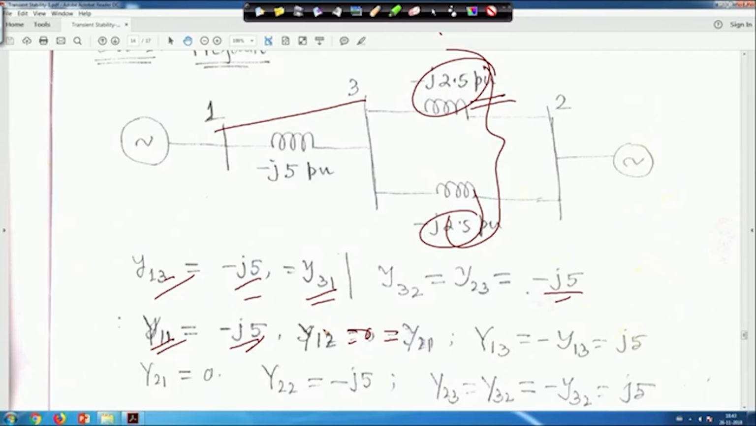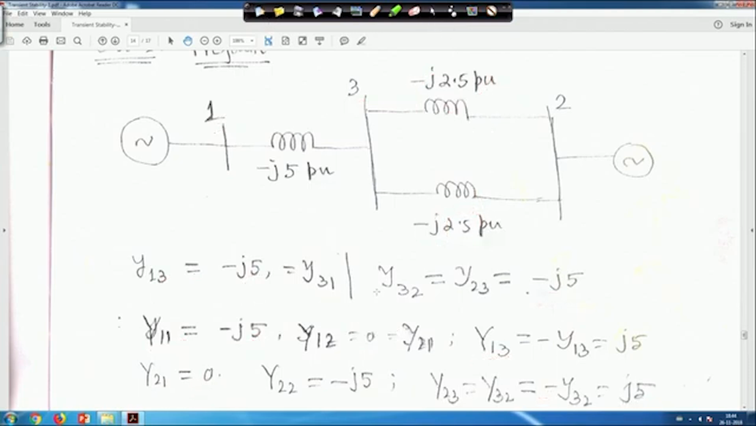And capital Y13 will be minus small y13, that is j5, and only for the diagonal element all small y will be added, or capital Y will be minus. And Y21 also has no connection, it is 0, and Y22 will be minus j5, because this one minus j 2.5, this minus j will be added because it is admittance. And y23 equals y32 equals minus small y32, that will be j5. This is my pre-fault Y matrix.